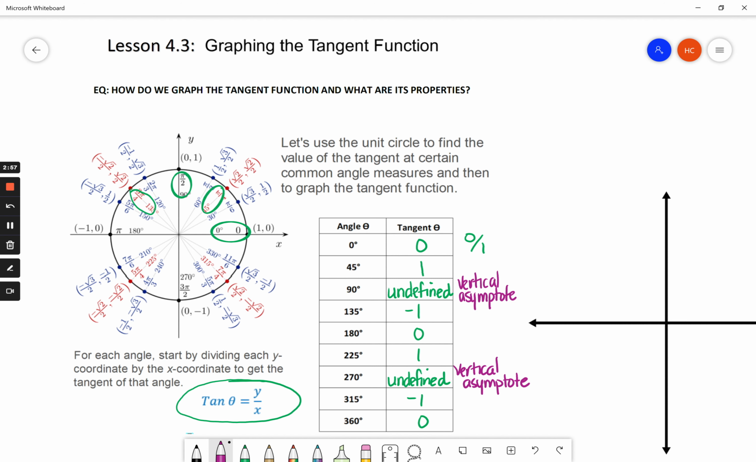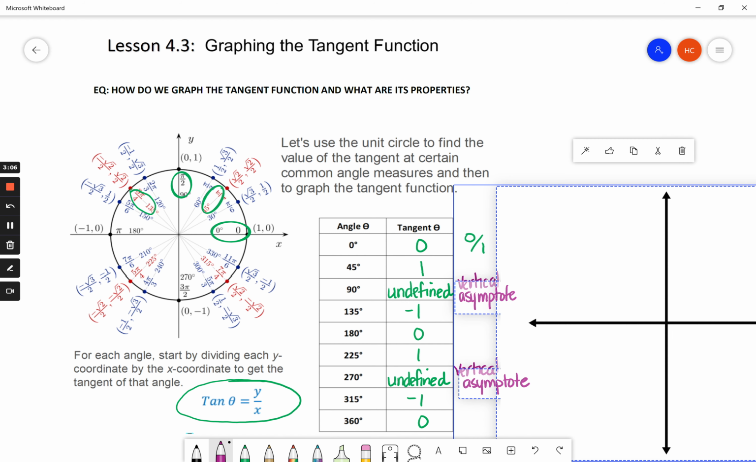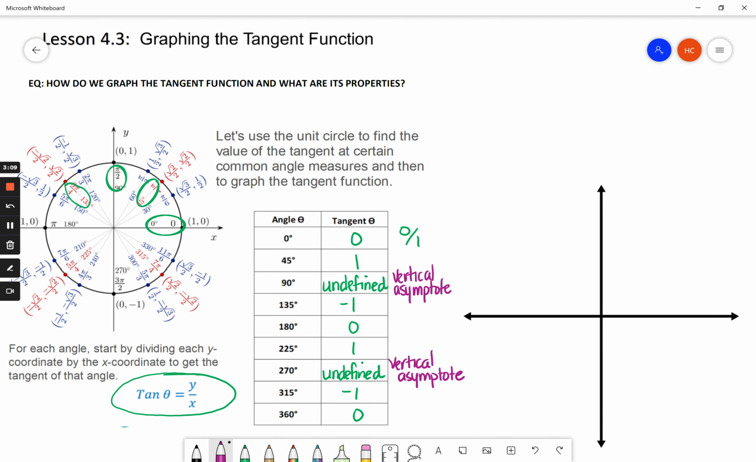You are going to notice that from one vertical asymptote to another, for instance, from this vertical asymptote of 90 degrees to 270 degrees, there is a difference of 180 degrees, or pi radians. What I want you to know is that this actually is the length of one period, one cycle of our tangent function. It's going to be pi radians.